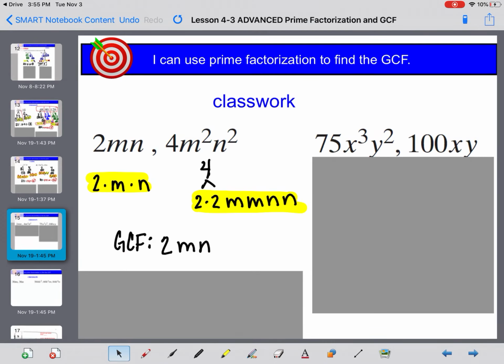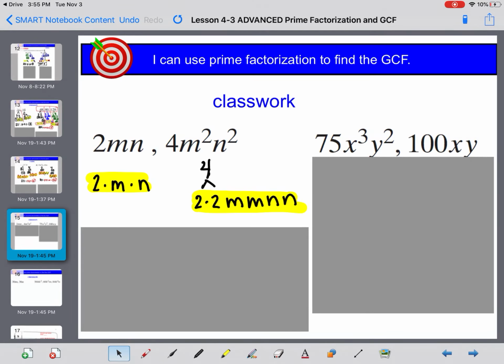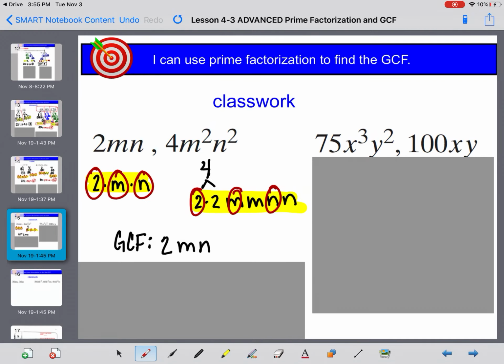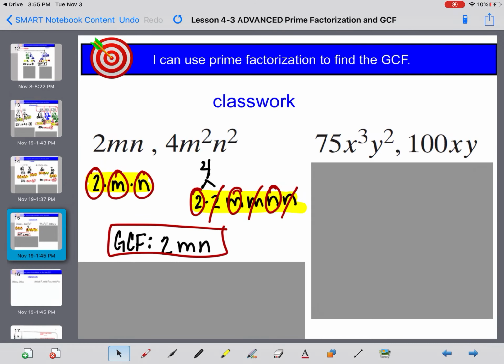When I write my answers, my factors, I get 2 times M times N, and 2 times 2 times M times M times N times N. Boy, that's a mouthful. So, what's in common is a 2, 1 M, and 1 N. The rest of these are not in both lists. So 2MN is the greatest common factor.